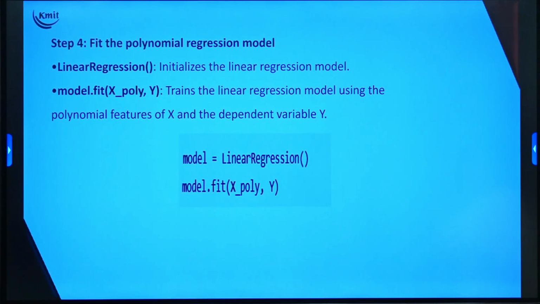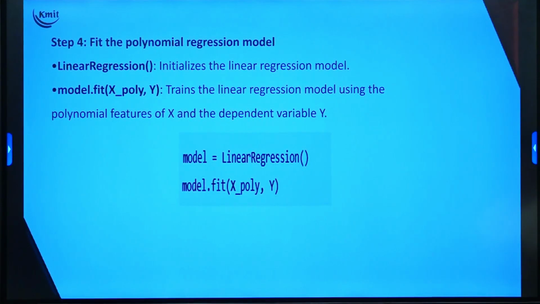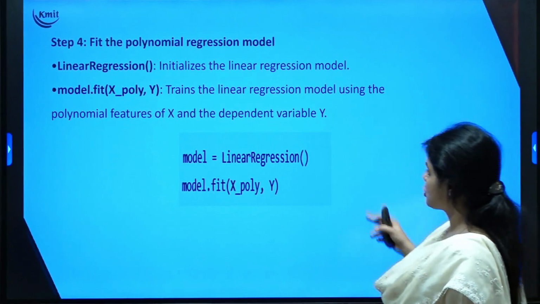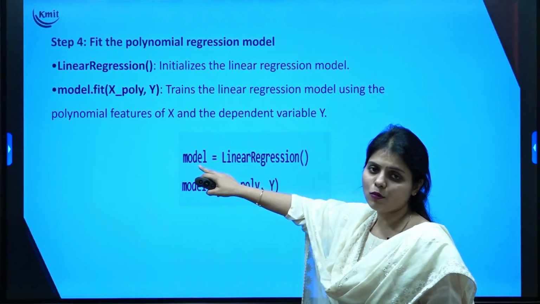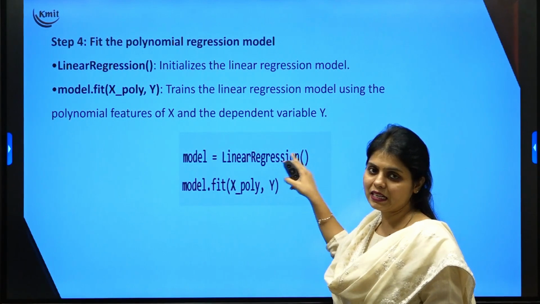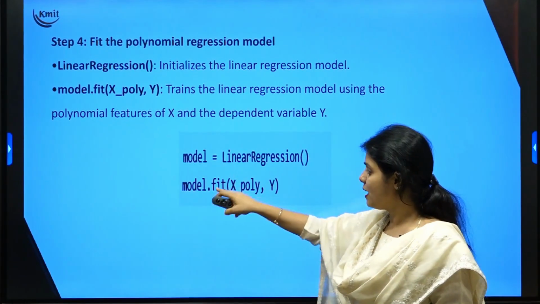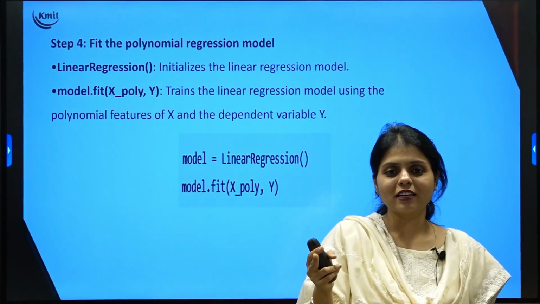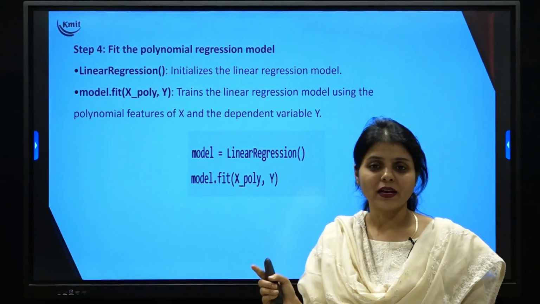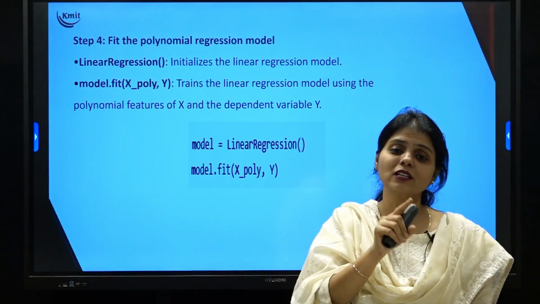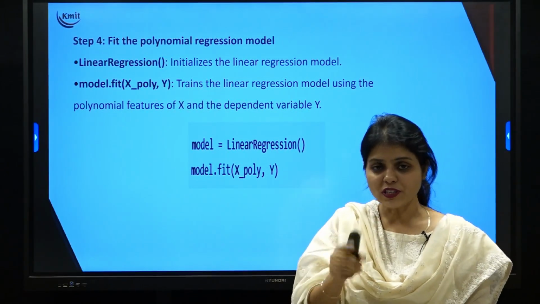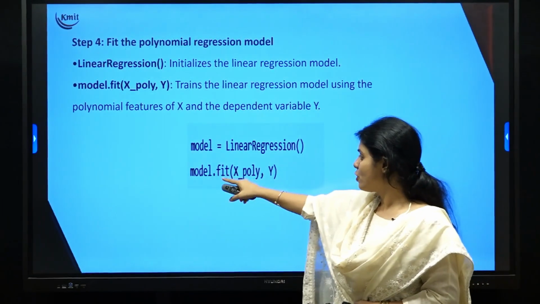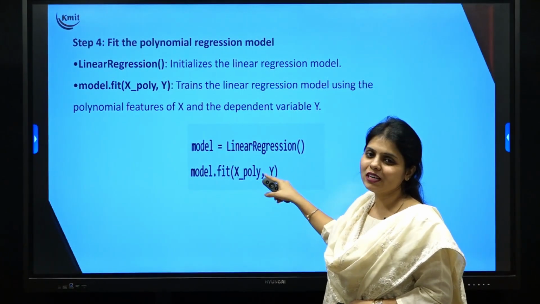Once we are done with this, it is again the same. We will fit the linear regression model. I am declaring a variable called model into which I am loading the LinearRegression function, and then I am fitting the model. Initially, for simple linear regression and multiple linear regression, it was model.fit of x comma y, but here we have converted the normal x features into polynomial features. So we declare model.fit of x_poly comma y.